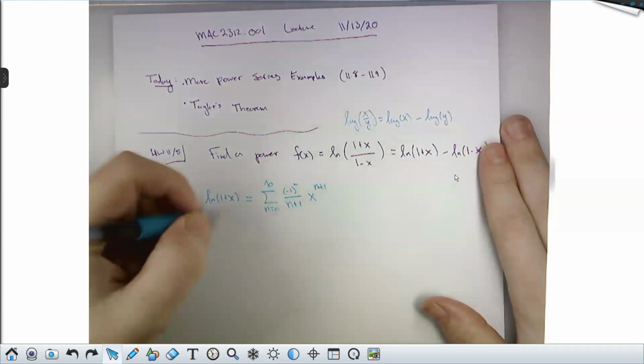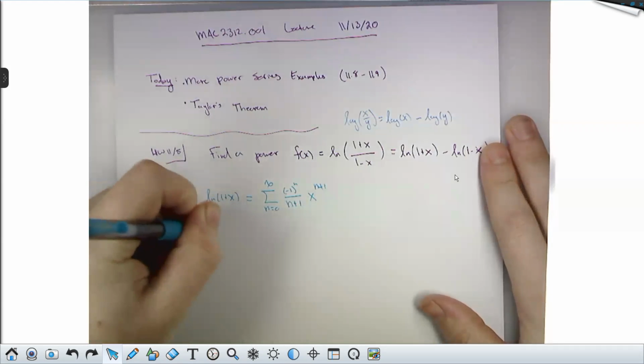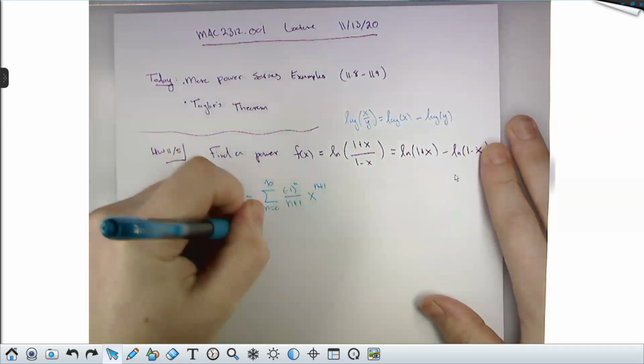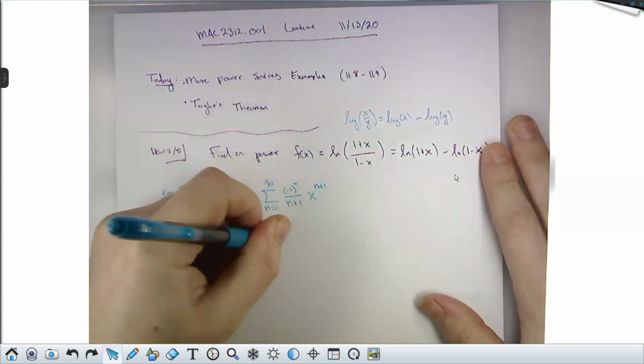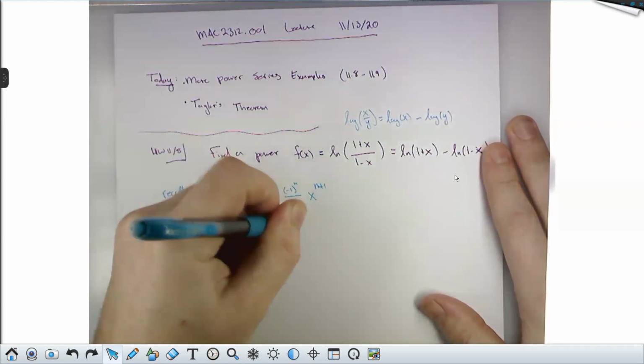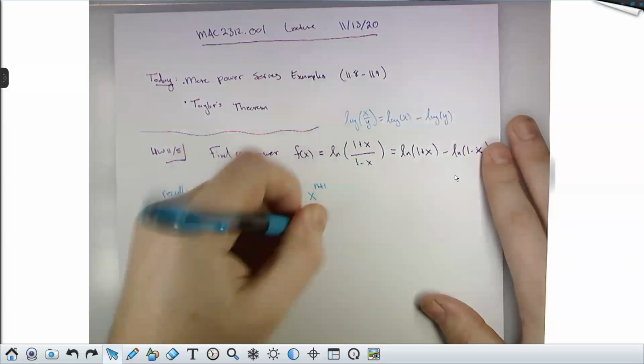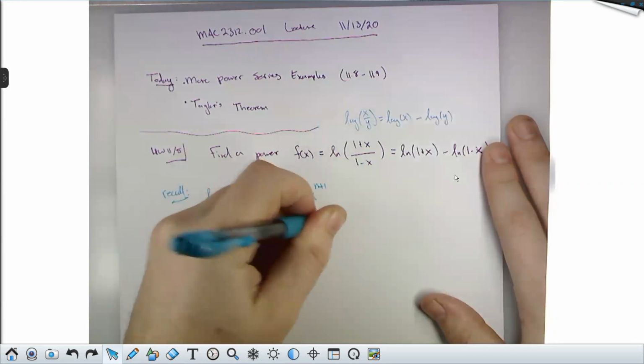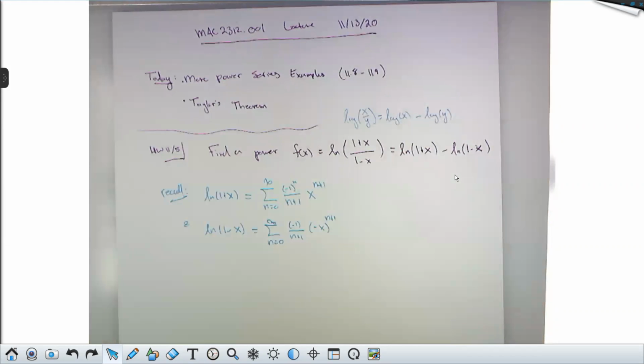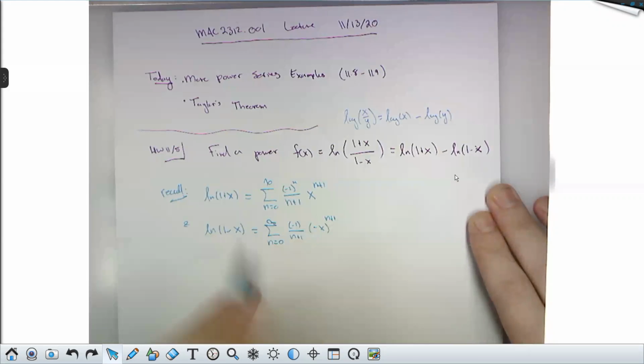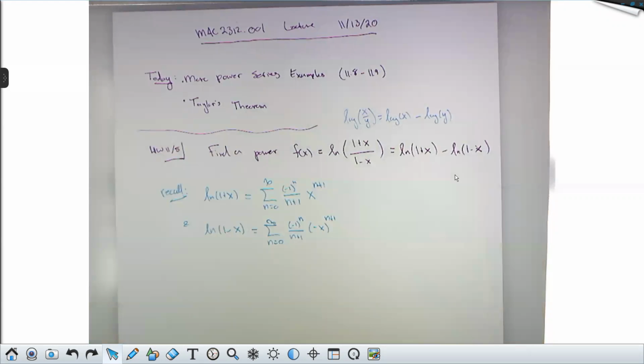Now, if I swap this x for a negative x, then I'll get the sum from n equals 0 to infinity of (-1)^n over (n + 1) times (-x)^(n+1). Oh, sorry, I left off an n here, (-1)^n. So these are the two series I'm going to have to combine. But first I want to simplify the lower series a little bit. Any questions about where the lower series here came from?